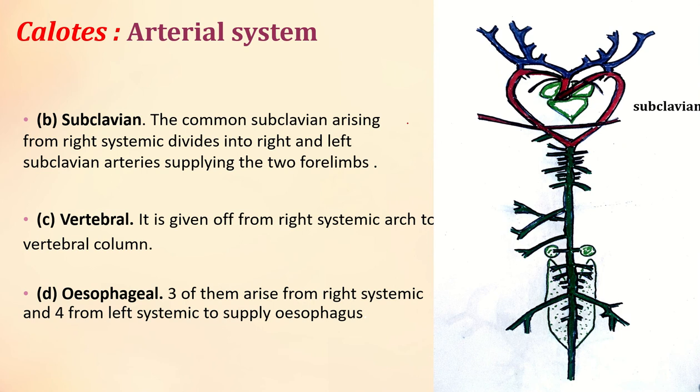One of the branches is called the subclavian. This subclavian arises from the right systemic arch. That is called the common subclavian, arising from the right systemic. It is again divided into right and left branches and supplies blood to the four limbs. So subclavian arteries supply blood to the four limbs.